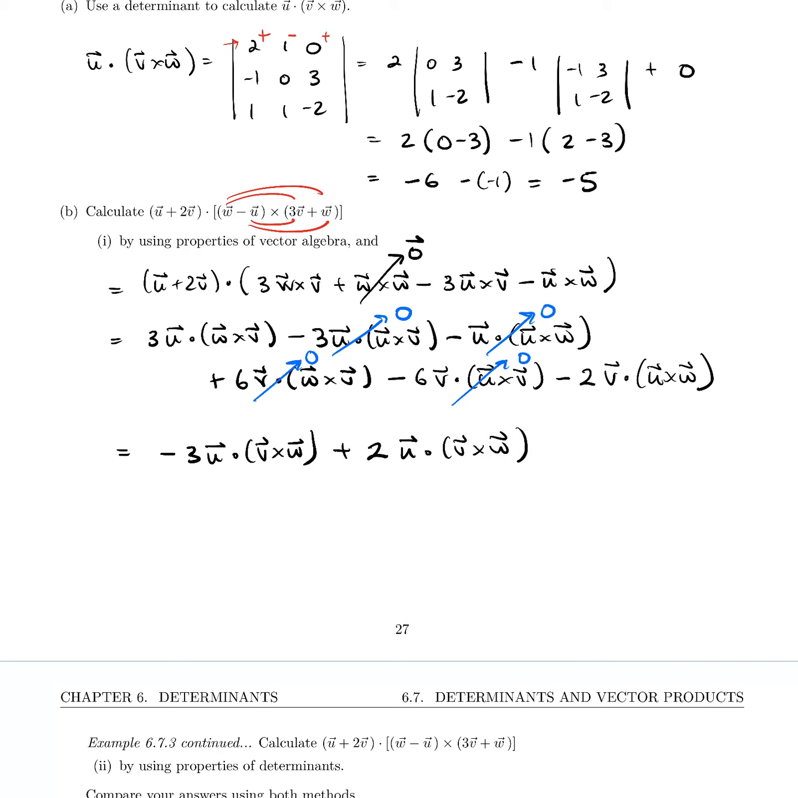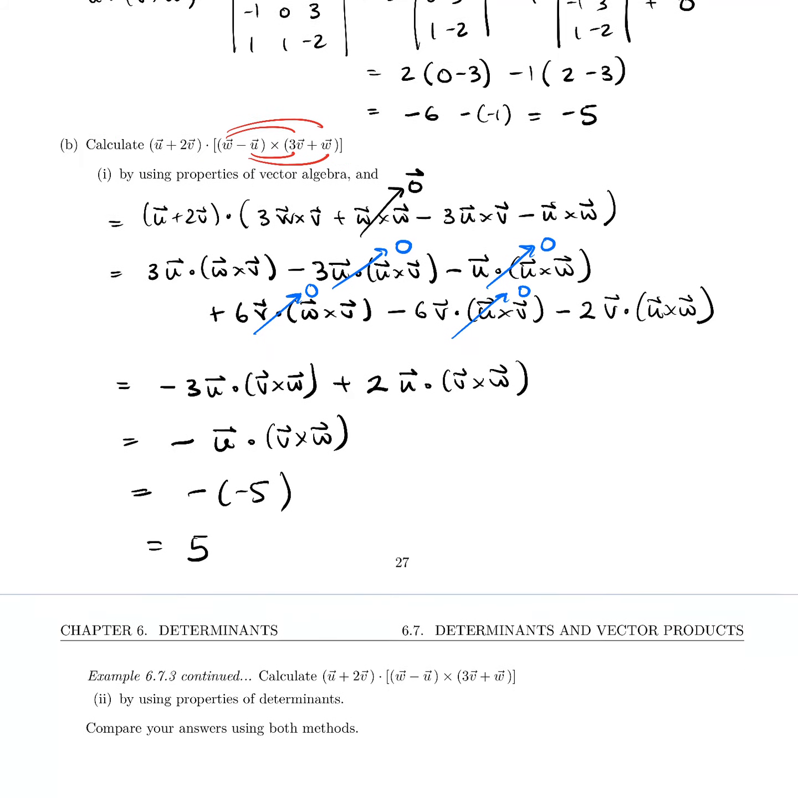So I've made an interchange in each term. Now these are like terms, u dotted with v cross w. I can add them together, so minus 3 plus 2 gives me minus u dotted with v cross w, that is the value of minus 5 that we had from part A, and minus 5 gives me 5. So there, using the properties of vector algebra is the value of this expression.